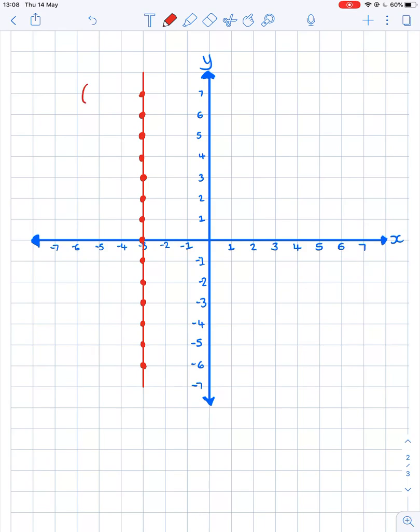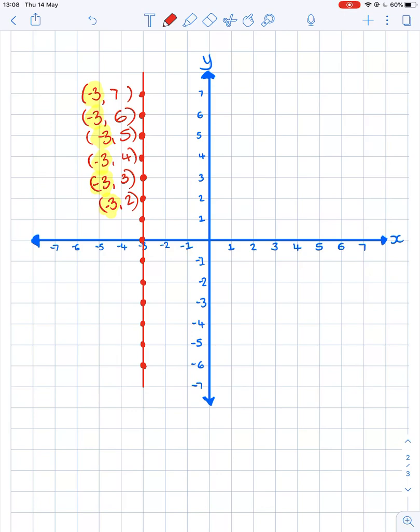So the top one here has an x value of -3 and a y value of 7, or an x value of -3 and a y value of 6, -3, 5, -3, 4. Do I need to keep going, or are we spotting a pattern now? Hopefully you can see something keeps staying the same. Don't worry about the part that changes. Think about what's staying the same. This is always the same, isn't it?